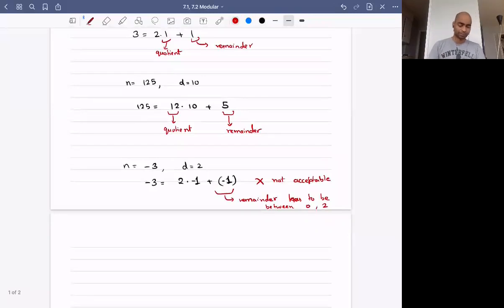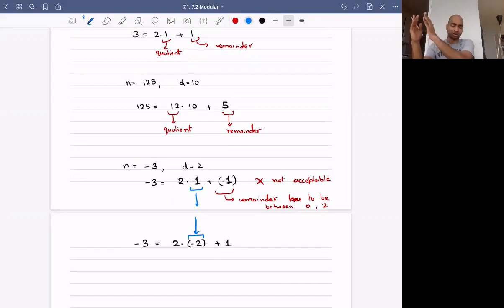So how would I do this? You write -3 as 2 times -2, and that's -4, plus 1. What I did was, I had 2 times -1 plus -1, and I took that quotient and moved it one to the left. So I made -1 into -2. That is, I took this and reduced it by 1. And by doing that, that part became more negative, and so I could make the remainder more positive. Then this is -1 plus 2, or whatever the new remainder is. So just figure this out separately.